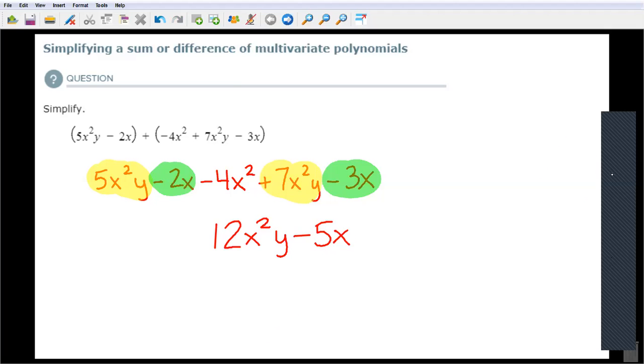And then the last one, this one right here, negative 4x squared. You notice that there's nothing that I can combine that with. So I just put this at the very end.